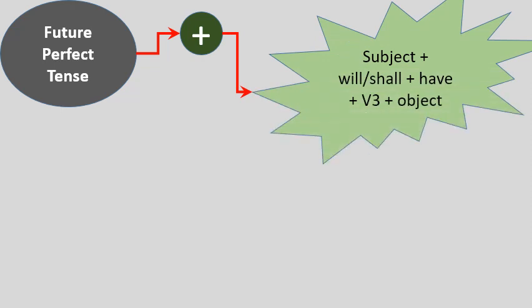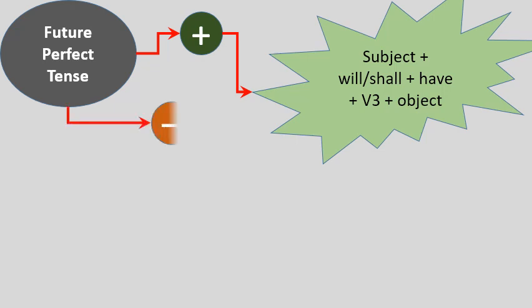Let's see the structure of future perfect tense when we use it in affirmative, negative and interrogative sentences. In the positive or affirmative sentence, the structure will be subject plus will or shall plus have plus third form of the verb plus object. For example, he will have done it by this evening.